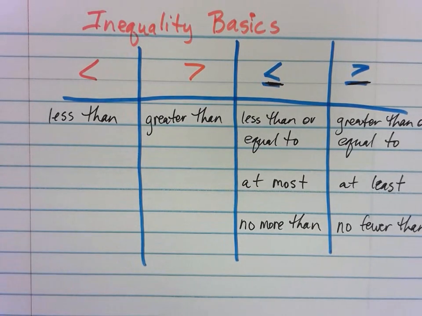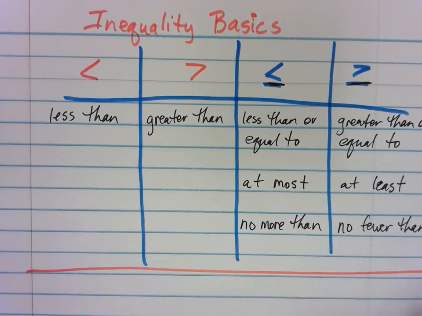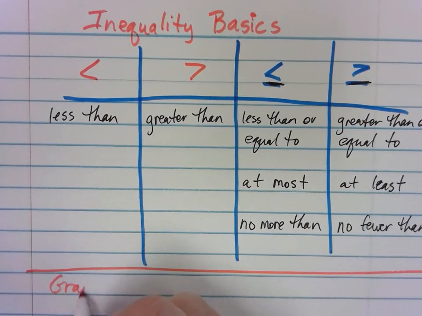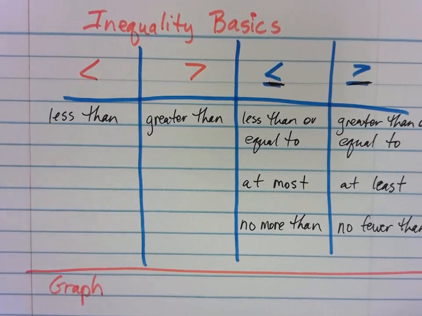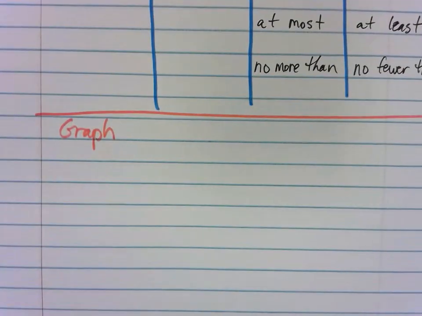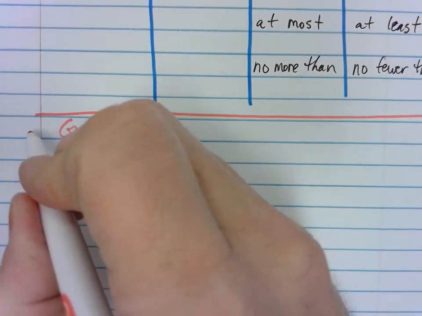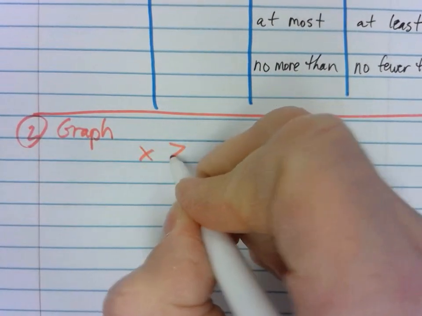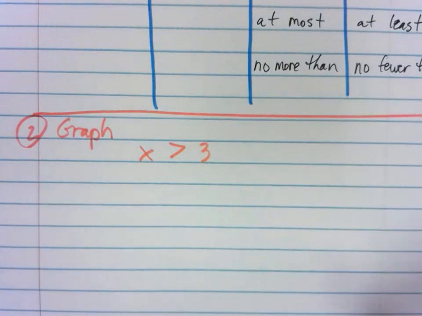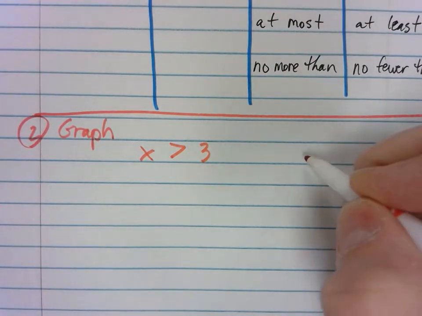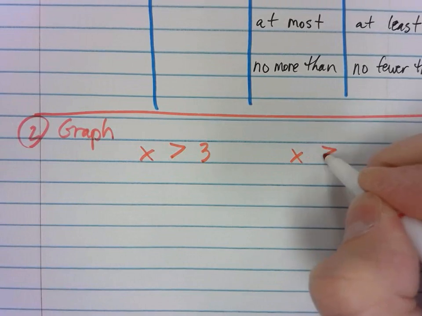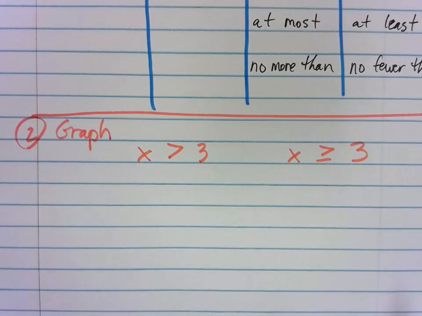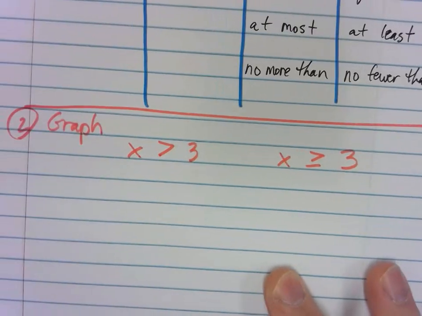So the next thing I want to talk to you about is when we graph these things. Okay. So when we go to graph them, what that's going to look like. So let's say you've got something like this. You got x is greater than 3, and on another one you've got x is greater than or equal to 3. So there is a difference between those two items when you graph them.